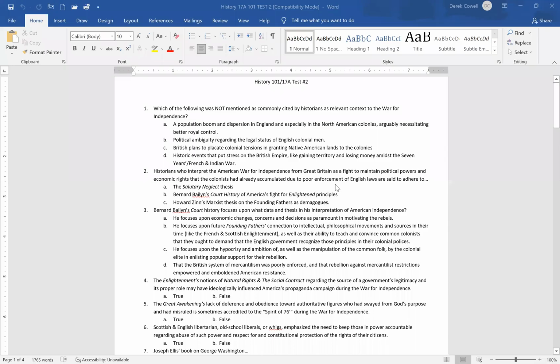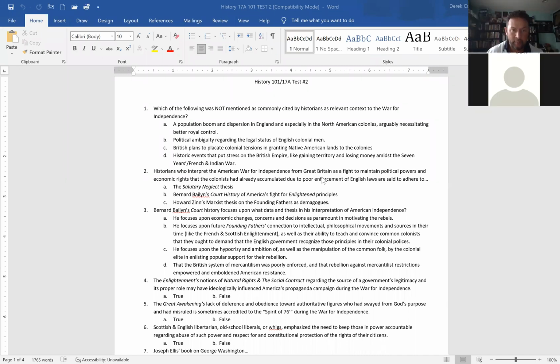So I'm going to share the page with test 2. The very first one should be found in your introduction to the War for Independence assignment. But notice the one that doesn't fit, because I did mention the following. I mentioned demographic boom. It's just asking what is considered usually relevant context, the surrounding circumstances that are relevant to discerning why and how something happened, right? To the War for Independence. So I did mention population boom and dispersion to and from the cities.